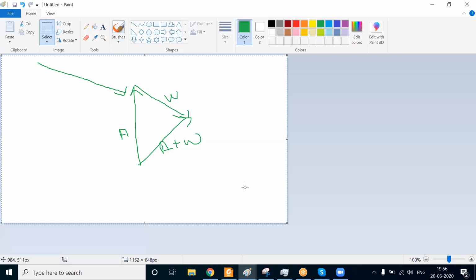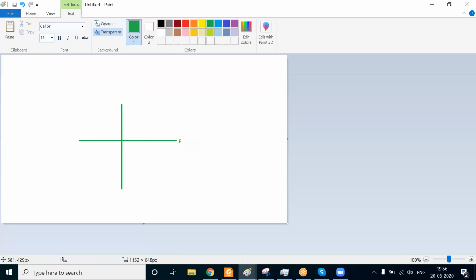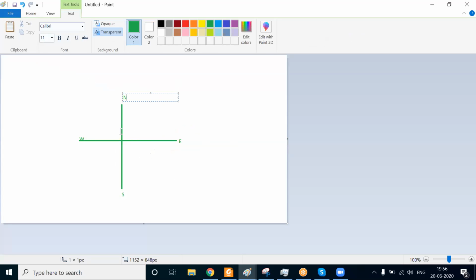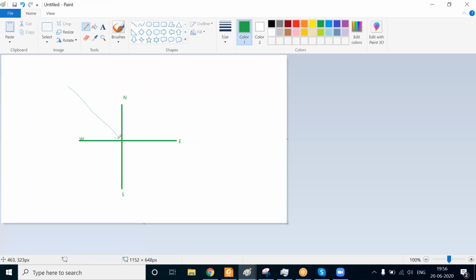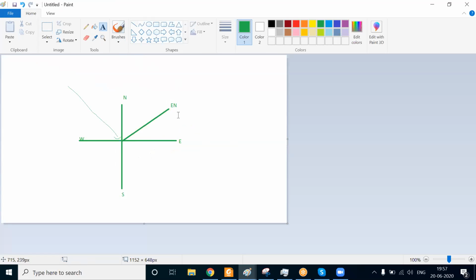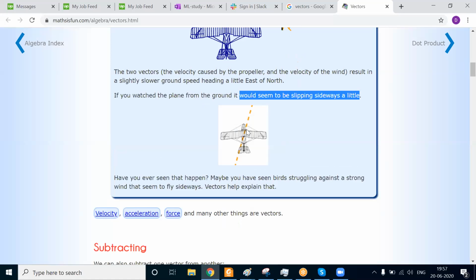If I just do it like this, this is east, this is west, this is south, and this is north. So the wind is coming in this direction. Then the aeroplane will move slightly like this, which is nothing but east north. We call it east north. So that is what it is telling, east of north. If you watch the plane from the ground, it would seem to slip sideways a little. So it was just going to go in this way.